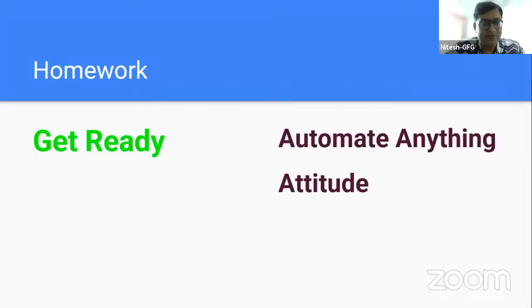What is the homework for today? You just have to get ready to challenge yourself, to learn something, and spend time in a disciplined way. You should have the attitude to automate anything. Whenever you see any website, you should say, I can automate it. Automate it means, by writing some test script, I should be able to perform steps which you can do manually also. So that attitude is required.